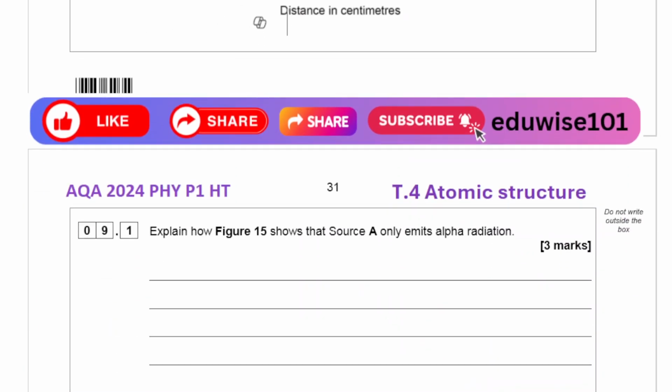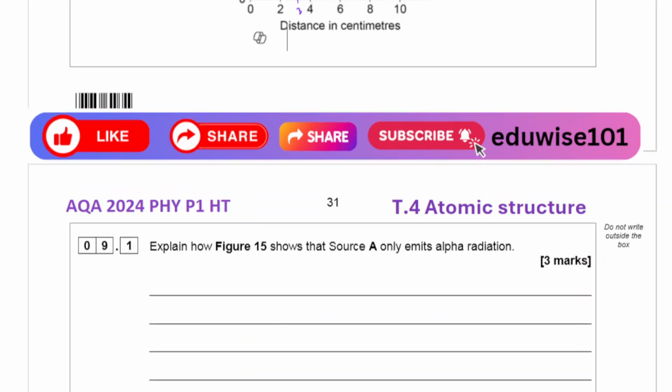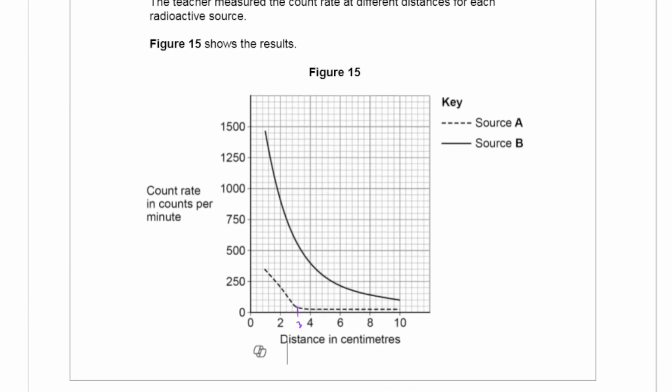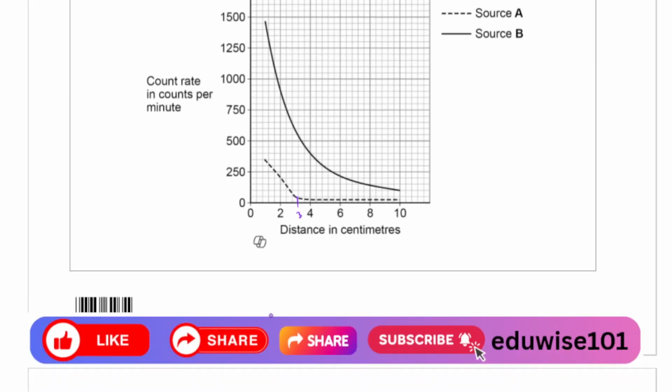Explain how figure 15 shows that the source A only emits alpha radiation. Now, source A is emitting alpha radiation because after about 3 centimeters, the radiation level drops to background radiation. That's why it's not going to zero. B is transmitting probably gamma because its range is much bigger, or it could be beta as well.